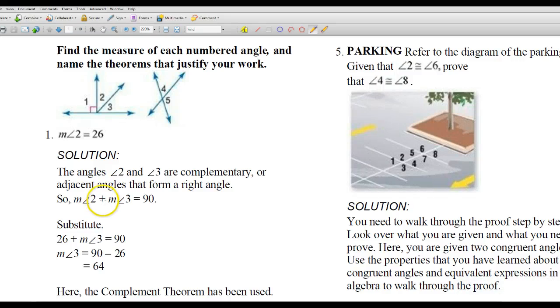This is lesson 2.8, proving angle relationships. Starting on page 156, find the measure of each numbered angle and name the theorems that justify your work.